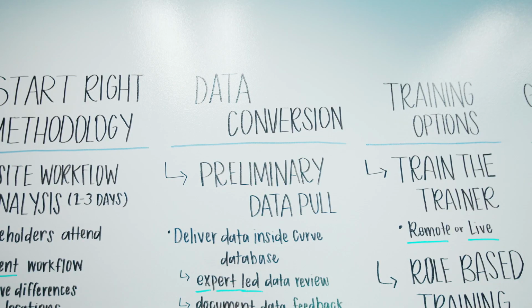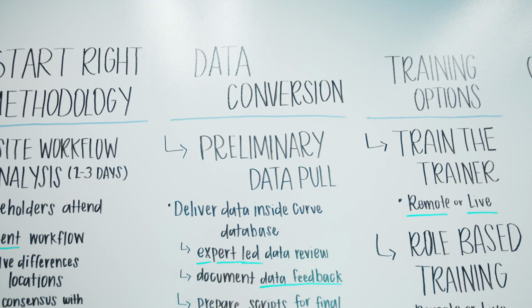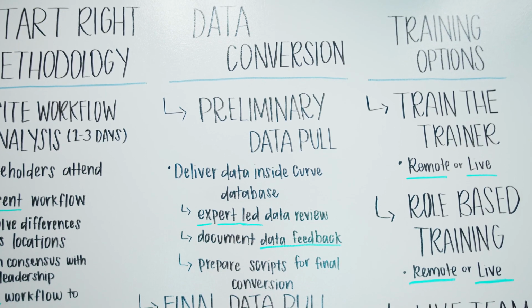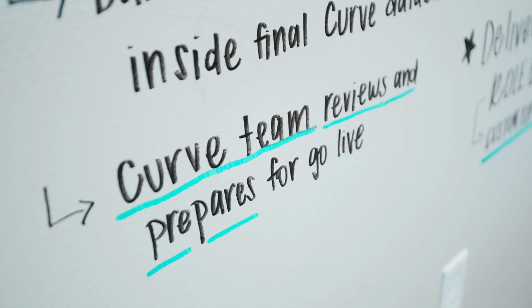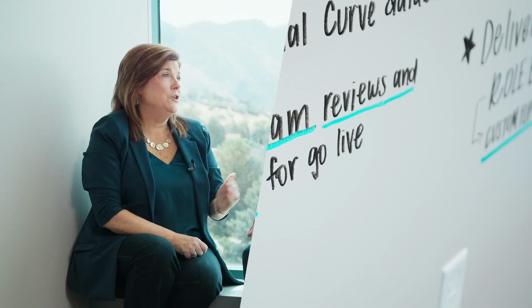We create a preliminary conversion of your data, and we place that into an instance, a Curve database. Your staff members, all of you, have access to that. You train using that database. You learn what the data looks like. It helps to make decisions so that we can then move to a final conversion and have it cleaned up, ready to go, so that when we do that final conversion, the data looks great in the software. That's really a huge benefit.